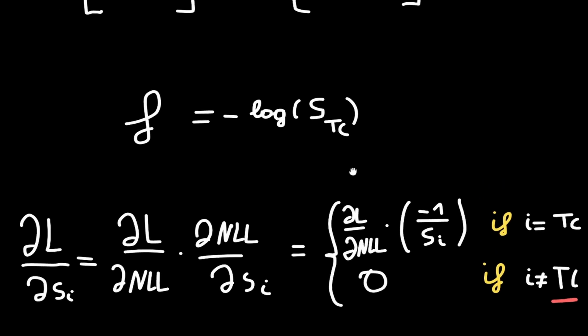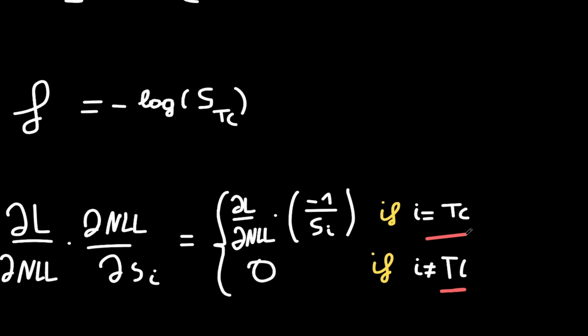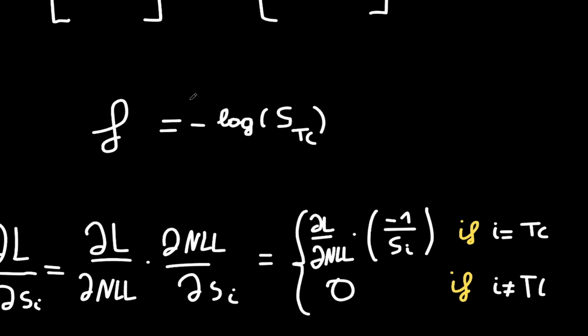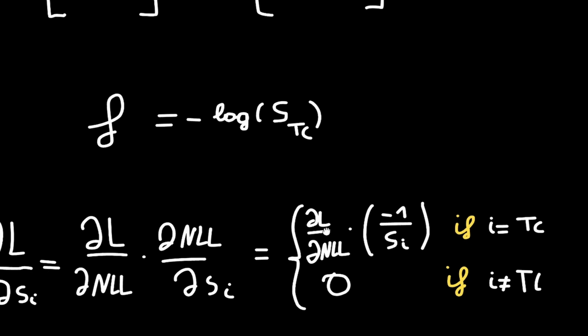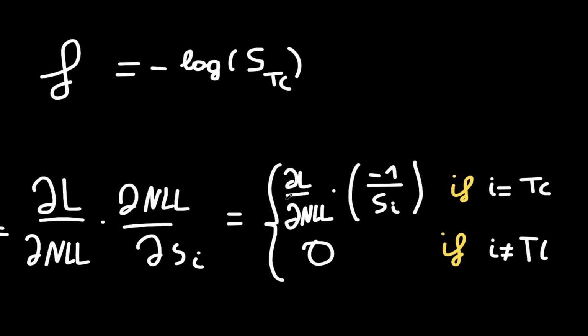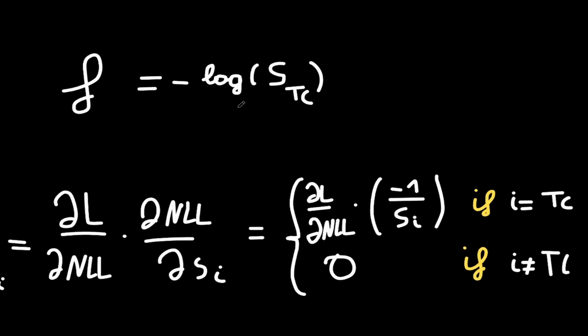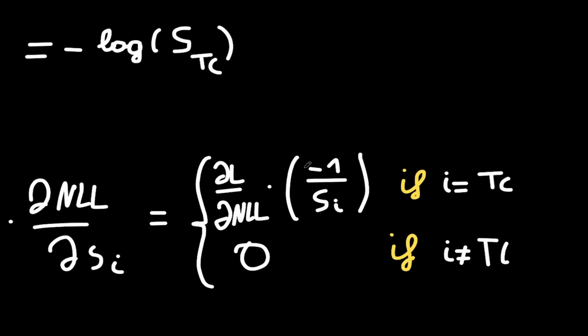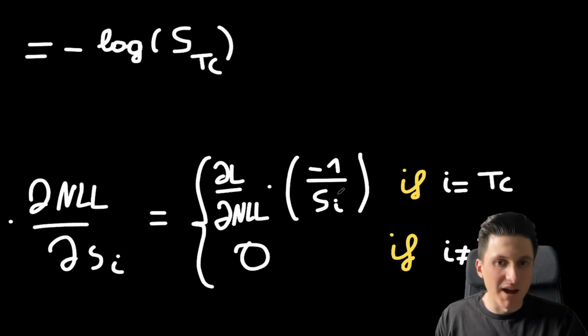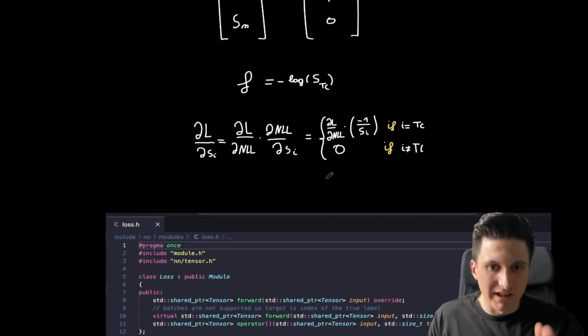And also for the other case where i equals the true class, we just have to first propagate the derivative of the loss with respect to the negative log likelihood, and then multiply it with the derivative of this with respect to a_c. And this is a very simple derivative, as it will just be equal to -1 divided by the thing inside the logarithm, and that is this. So let's also quickly implement that.